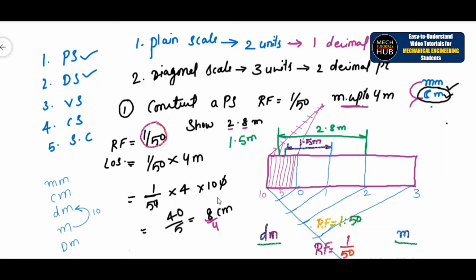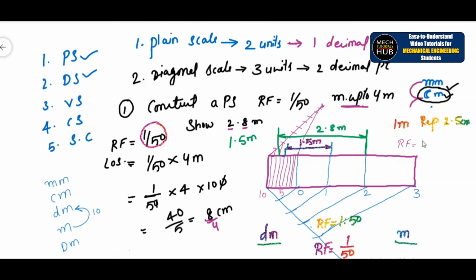For example, maybe the values given in the question may be of this kind. He may give you, if 1 meter is represented by 2.5 centimeters, calculate the RF. We need to calculate the RF based on the representation. Okay, 1 meter is represented by 2.5 centimeters. If this is the scenario, what actually do we need to do?